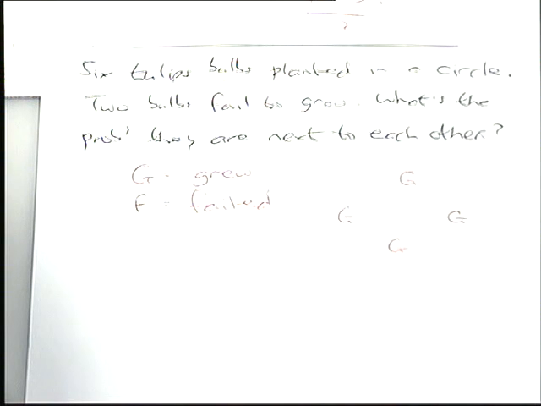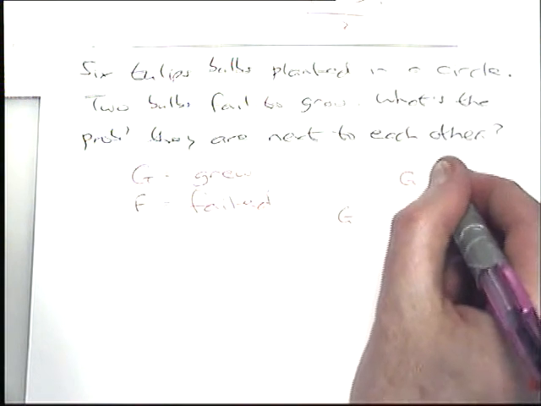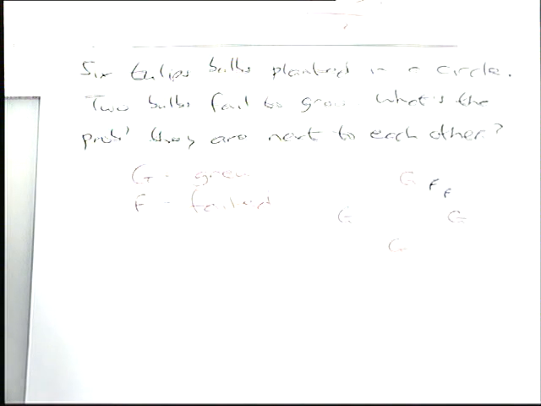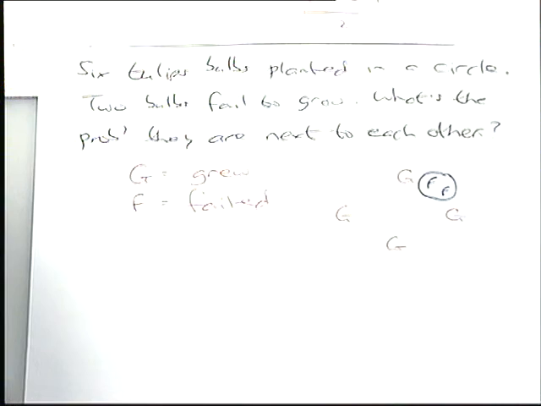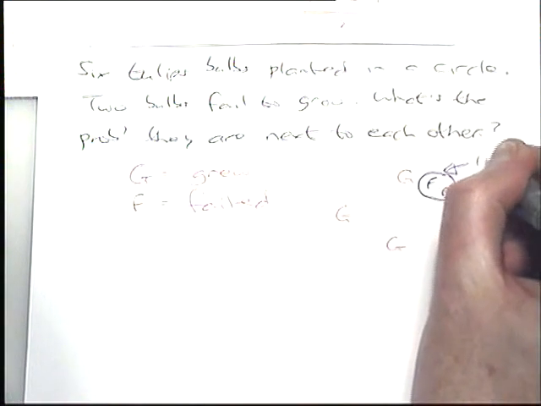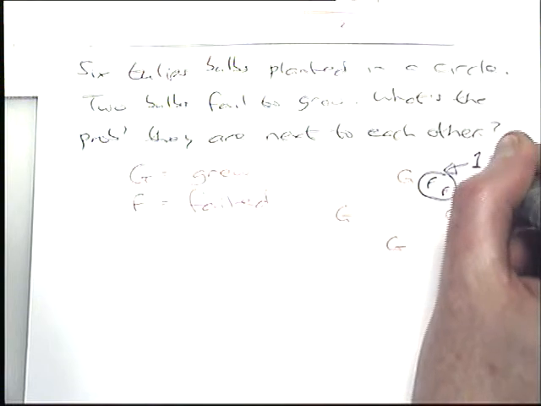And we want 2 failed next to each other. So we could have, for instance, that. There's my lovely circle of bulbs. They can go in different parts of the circle. Now, this is where you get a bit clever or crafty. What has got to be next to each other here? The failures. Call those one thing to start with. Very mathematical. Call those one thing.